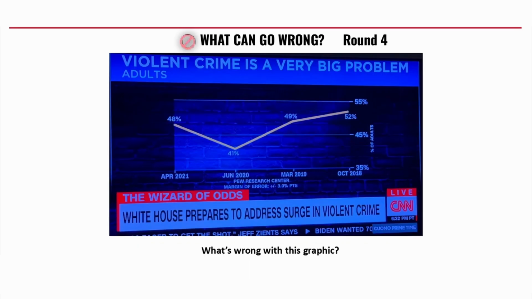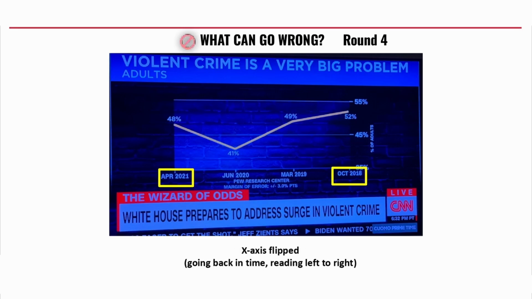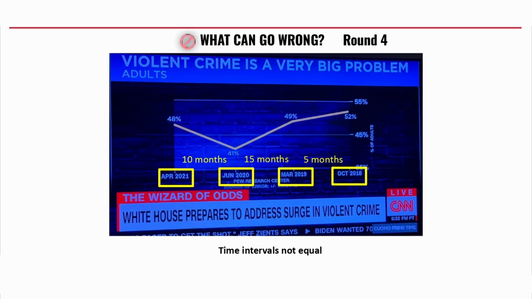This next graph is about violent crime between April 2021 and October 2018. But the very first problem with this graph is that the x-axis seems to be flipped. The next problem is that the time frames between the dates that are listed are not consistent. The time frame between the first two dates is 10 months, between the second two is 15 months, and the last two is 5 months.